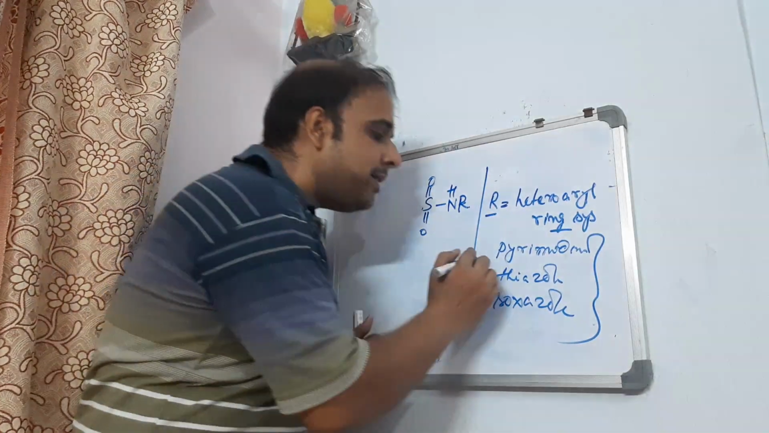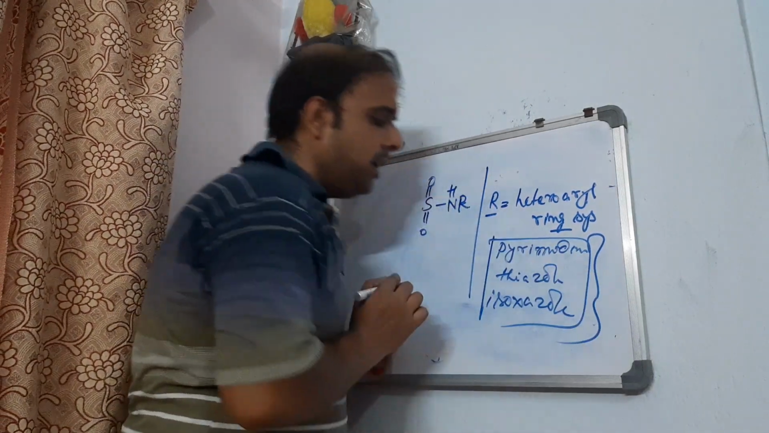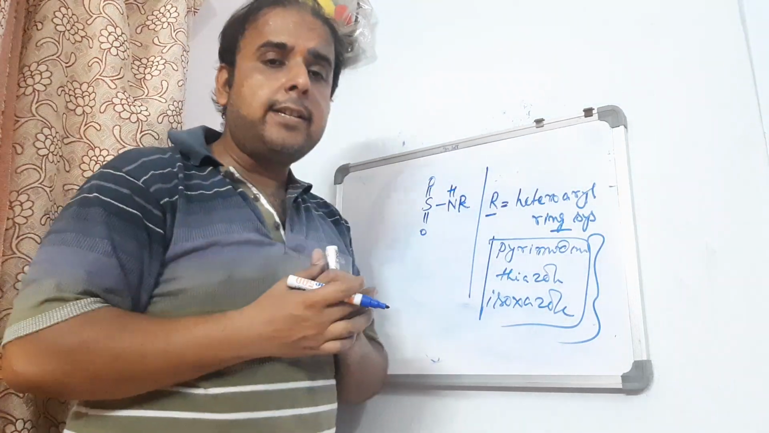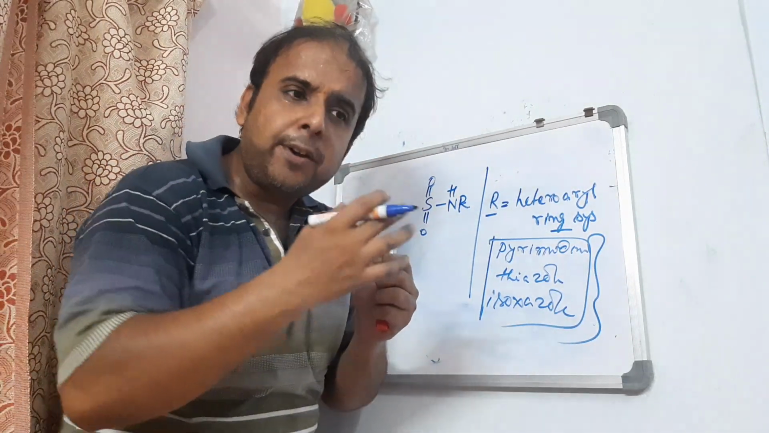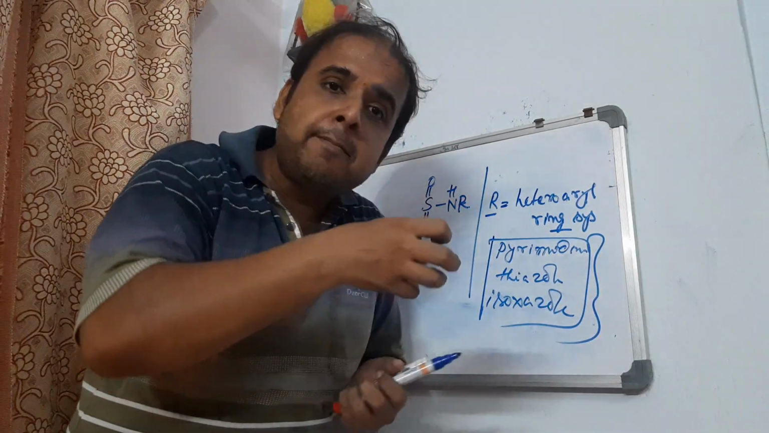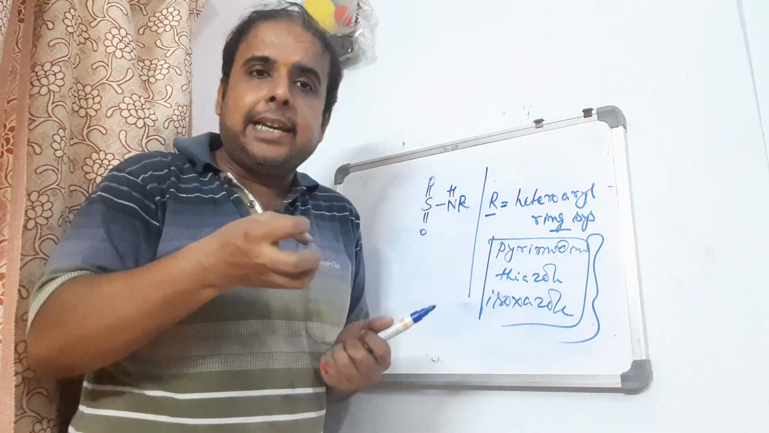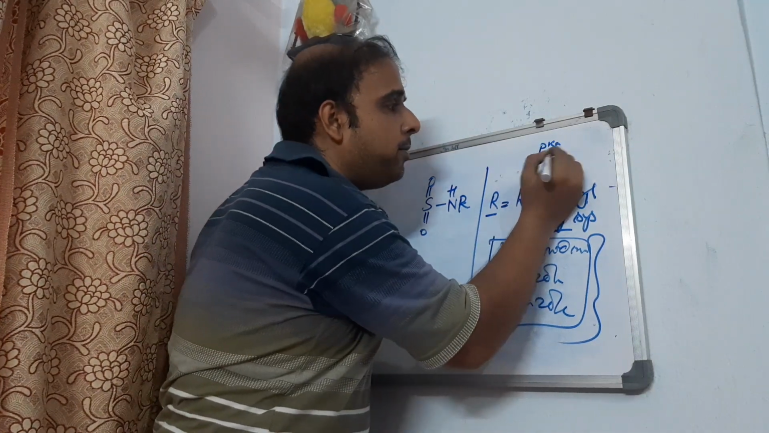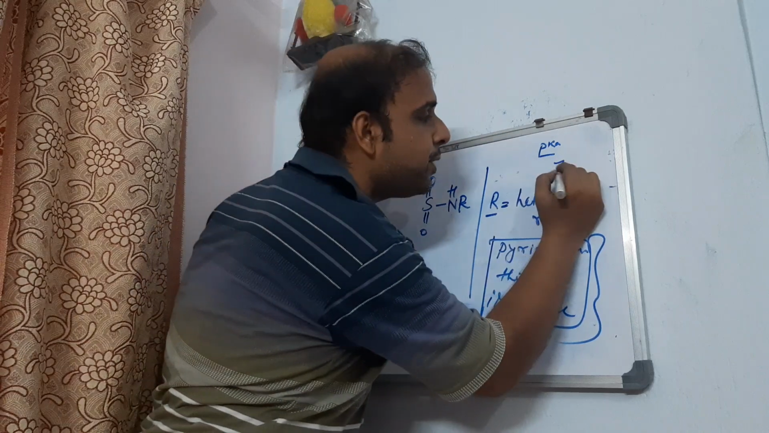Why? Because all of them possess either nitrogen or multiple nitrogens, or oxygen or sulfur. All are examples of electronegative atoms. So by virtue of their minus I effect, they pull the electrons in, and thereby bring down the pKa from 10.4 to close to 7.